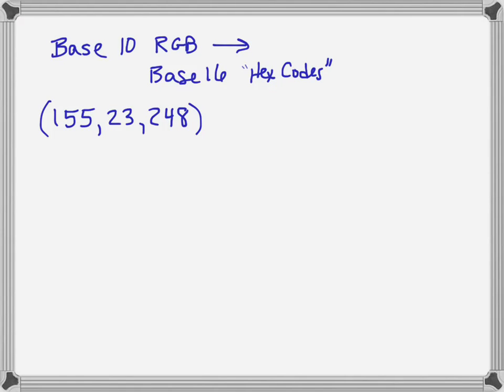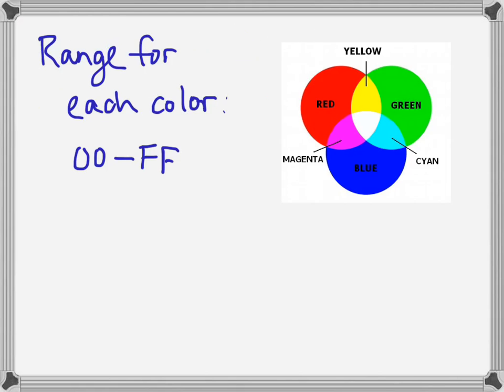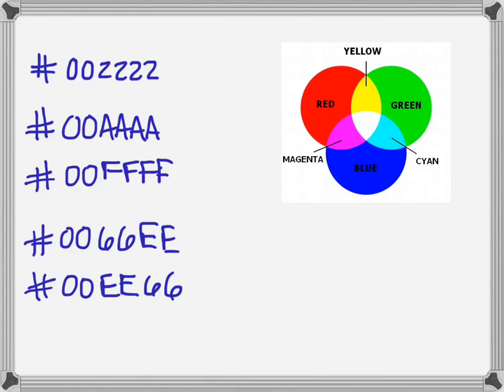The purpose of this video is to give you a quick review of converting base 10 RGB (red, green, blue) color codes into base 16 hexadecimal codes. And then vice versa, we'll go backwards from base 16 to base 10. And then also talk about how to decide, based on a color code, what color we are talking about.